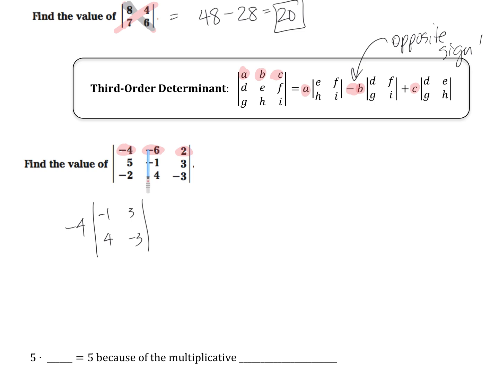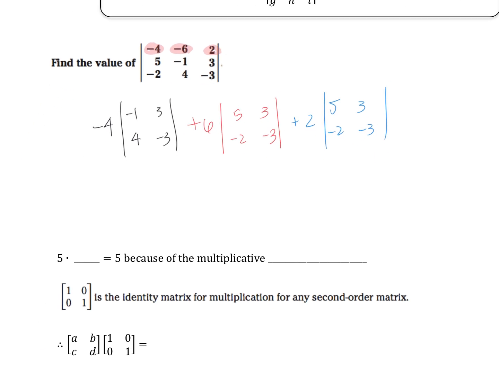What do I want to put, +6 or -6 next? +6. Good job, you guys. My 2x2 would be a 5, 3, -2, -3. And then finally, my C term will be back to normal, +2, left with 5, 3, -2, -3. I'm going to bring down my -4.